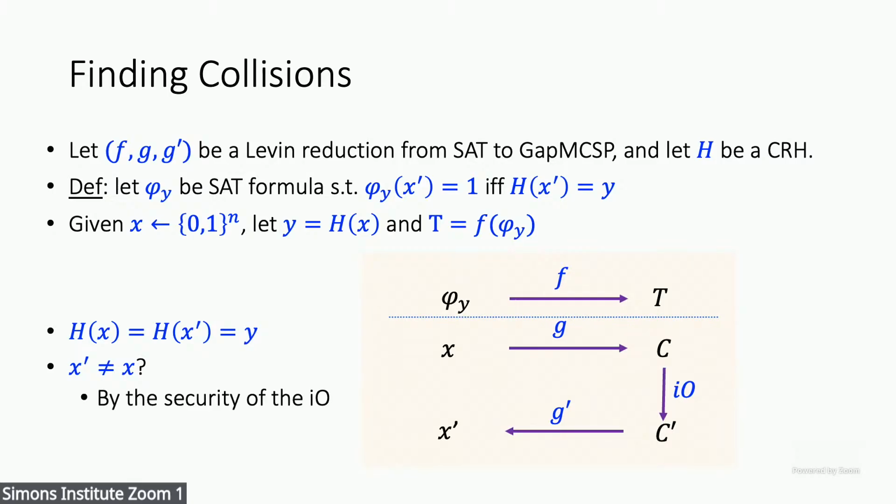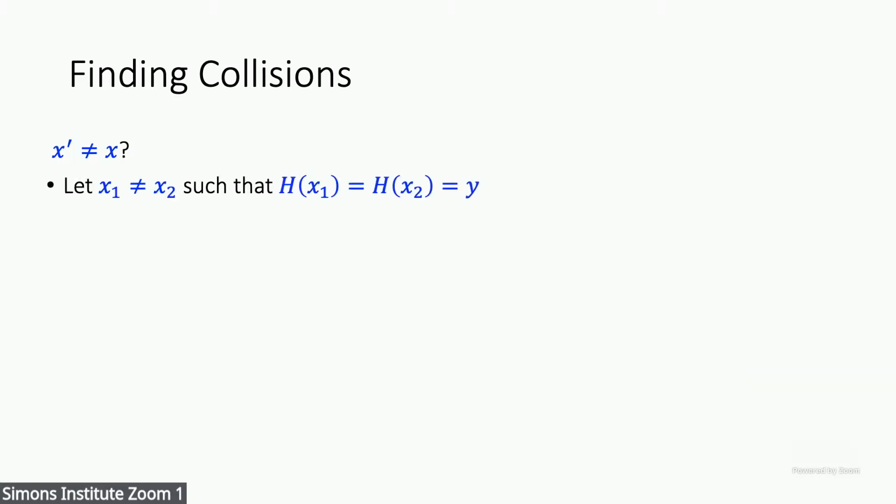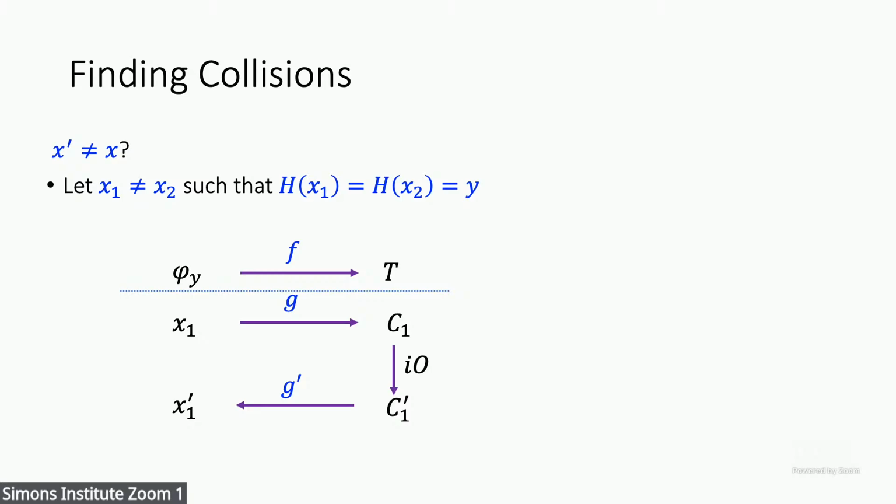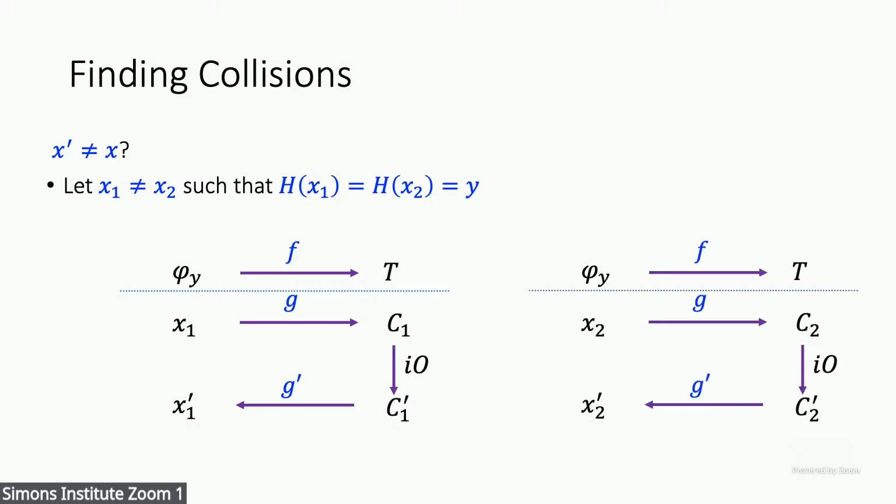And to see it formally, you can imagine that we start from some collision x1 and x2, and just do this process twice, once starting from x1 and once starting from x2. And since the formula phi y is the same in both, because y is the same, the truth table is the same, so both circuits C1 and C2 compute the same function. So the iO must promise us that we cannot distinguish between C2 prime and C1 prime, or from x1 prime to x2 prime. And that's it.